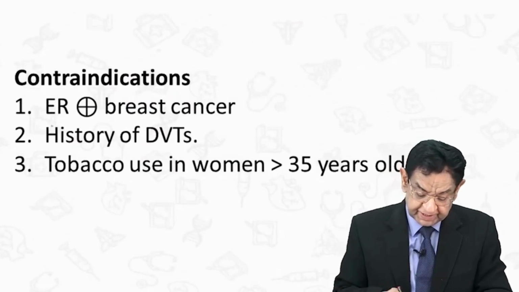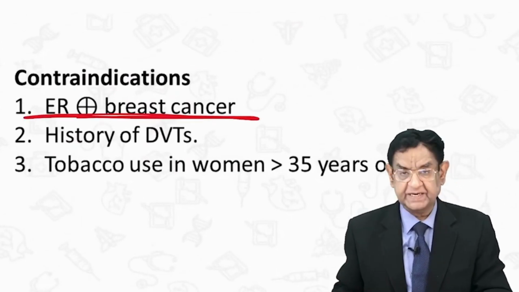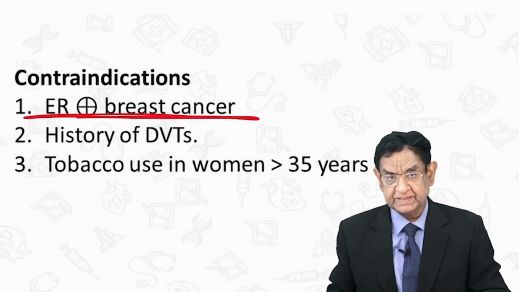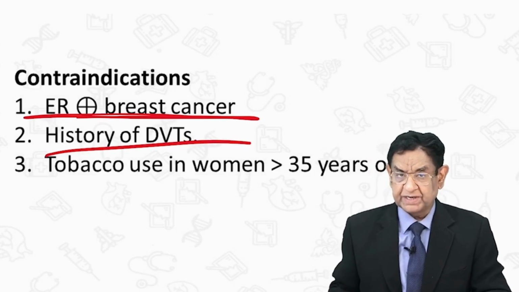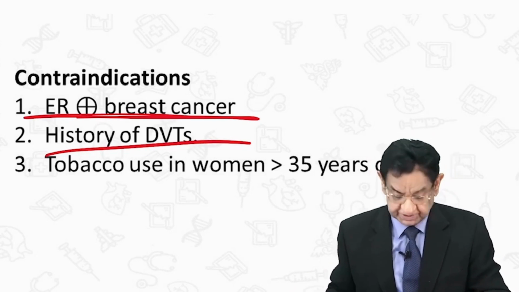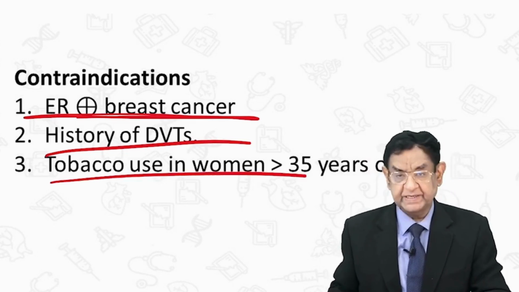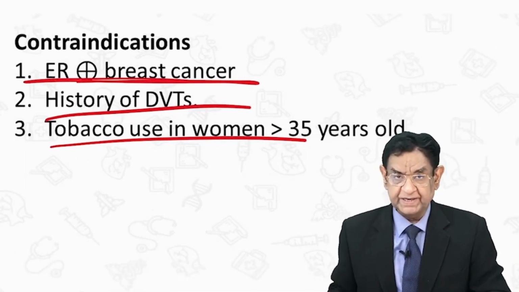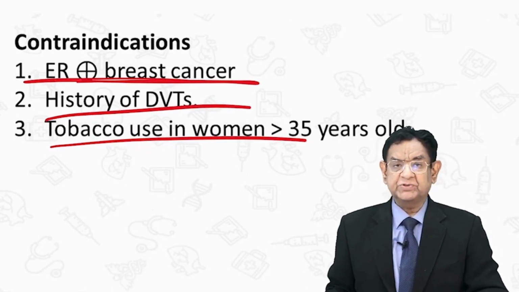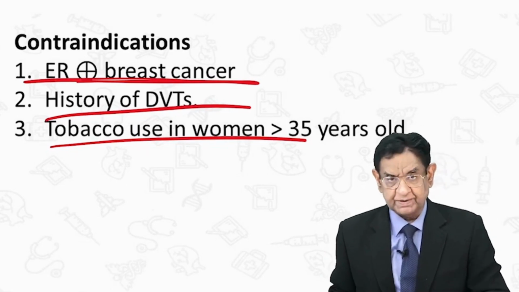Contraindications: very, very important, ER receptor positive breast cancer. History of DVT, again a very common and important contraindication. And tobacco use in females above 35 years. These are important contraindications where estrogen should not be used at all.